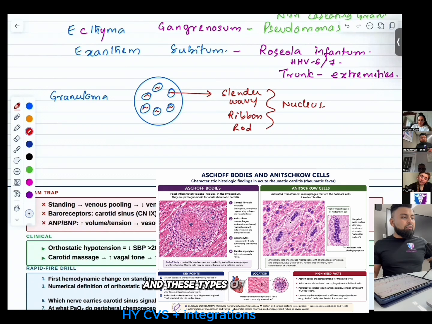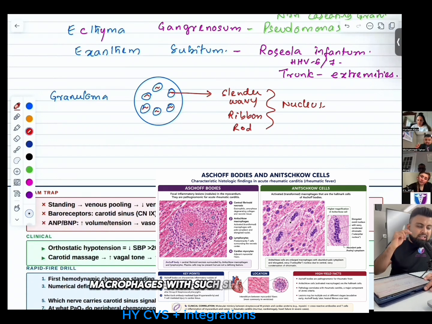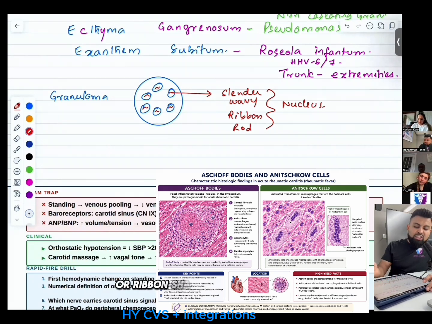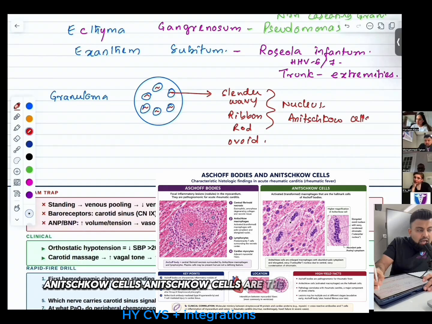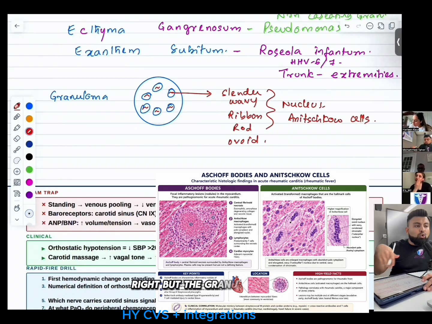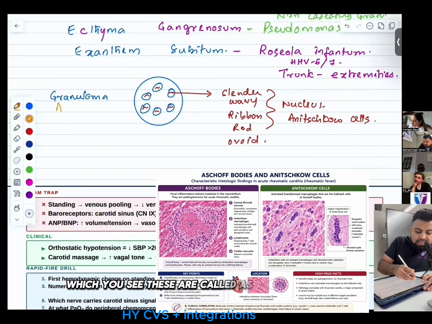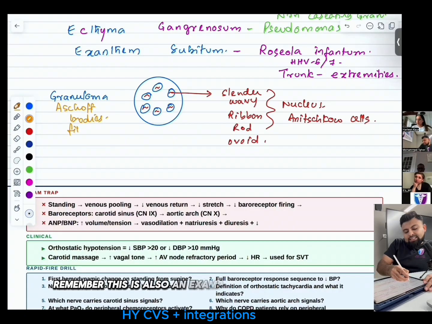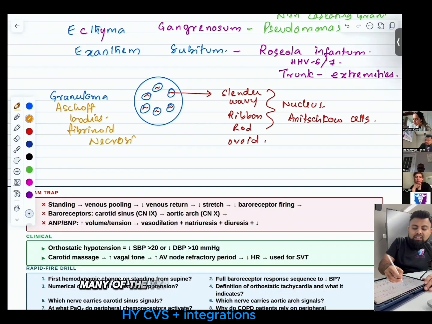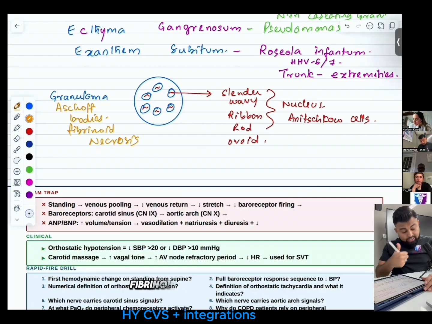And these types of macrophages with such slender, wavy, ribbon shaped, rod shaped, or ovoid shaped nucleus are called Anichkov cells. Anichkov cells are the macrophages. But the granulomas which you see are called Aschoff bodies, Aschoff bodies of rheumatic fever. Remember, this is also an example of fibrinoid necrosis. We discussed the types.